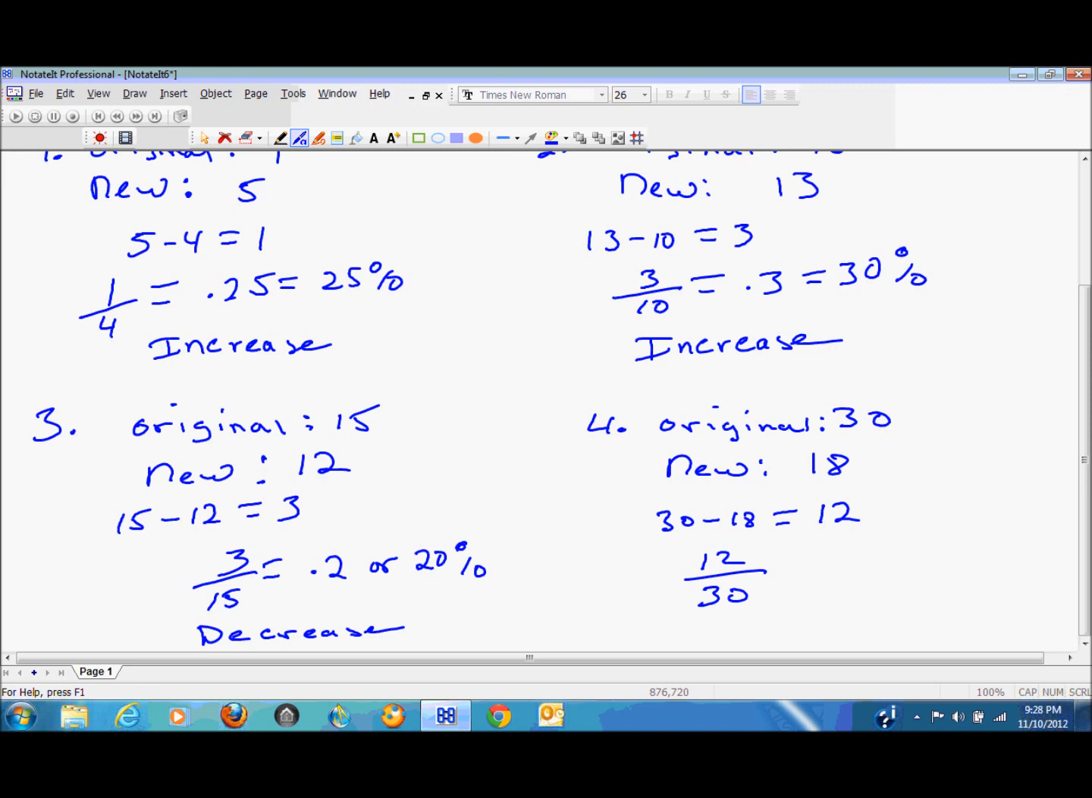Which will give us 0.4 or 40%. And again, it is a decrease because the original is larger than the new.